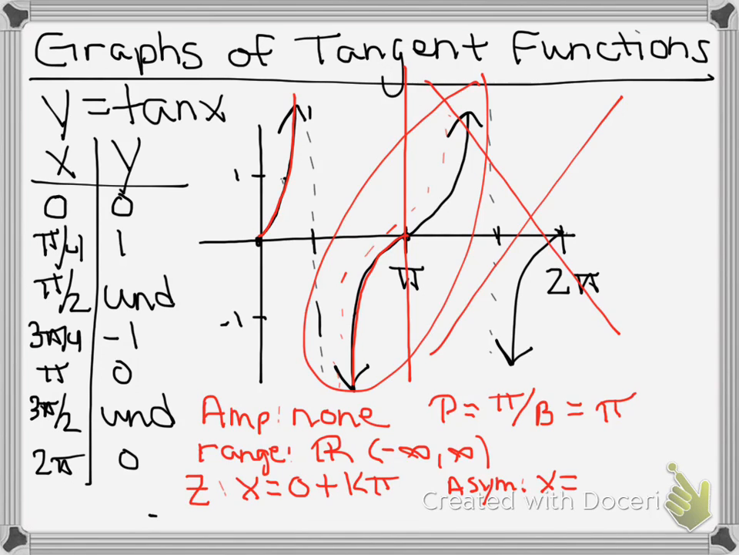So I can say pi over 2 plus k pi. And again, that would be k an integer for both the zeros and the asymptotes. So that's the general tangent graph, and that's what it's going to look like. Let's do another example. All right, let's look at y equals 2 tan 2x.